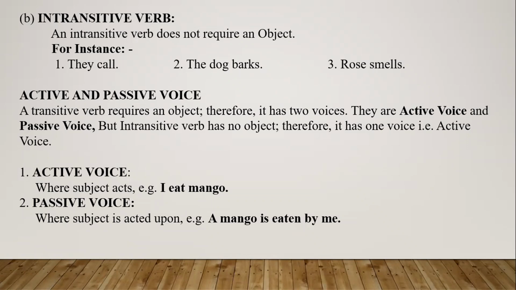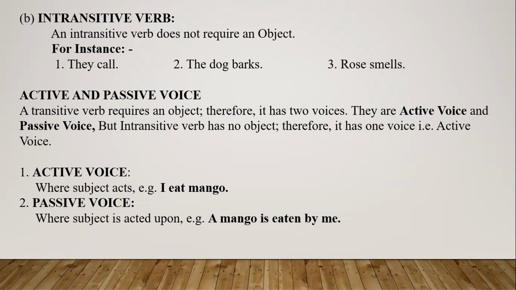Number two, what is passive voice? Where the subject is acted upon. In other words, we emphasize the object. We must have an object to make passive voice. So, a mango is eaten by me. You can see the above one is active voice, I eat mango. If we talk about passive, we need an object: a mango is eaten by me. So that is the definition of active voice and passive voice.